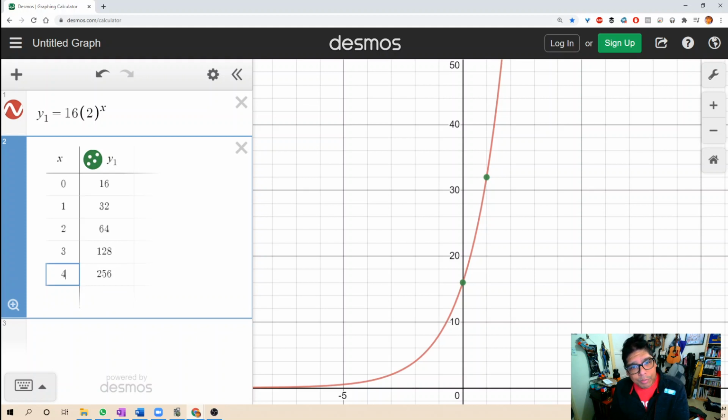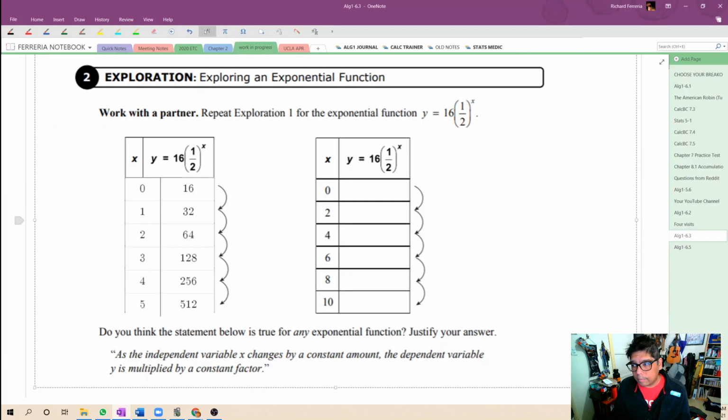That enables me to calculate y1 really quickly. That's why I wanted to call this y1: when you call it y1, you're able to use it in a chart like this. So here we go: 16, 32, 64, 128, and 256.